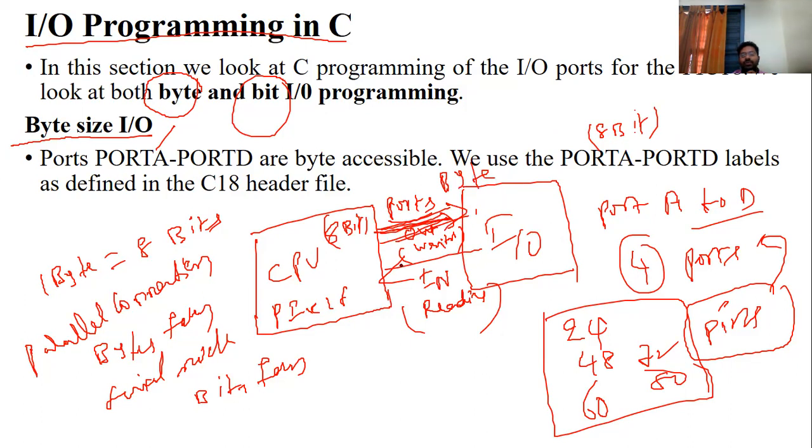Or in serial mode, you know that only one line is sufficient to send the information, and another line is sufficient to receive the information. So only 2 lines are used for sending as well as receiving. So on 1 bit you can send the information at a time. That is the serial mode, that is the bit form in serial. And this is in parallel. Now see, this byte size is nothing but parallel.